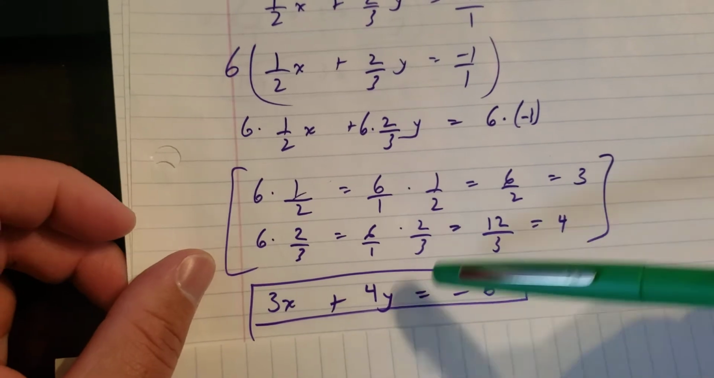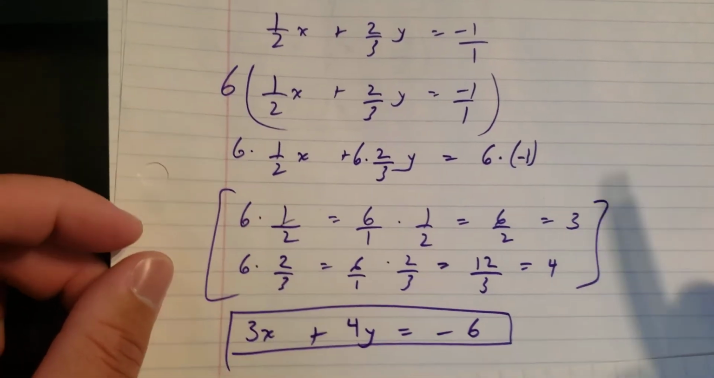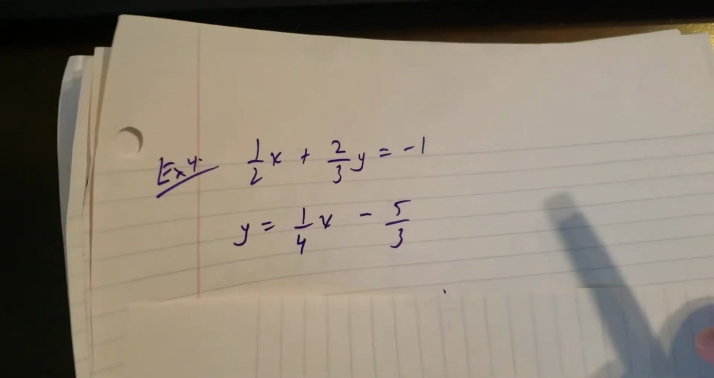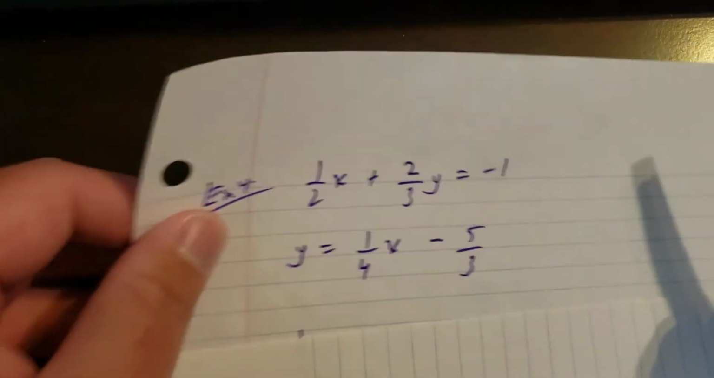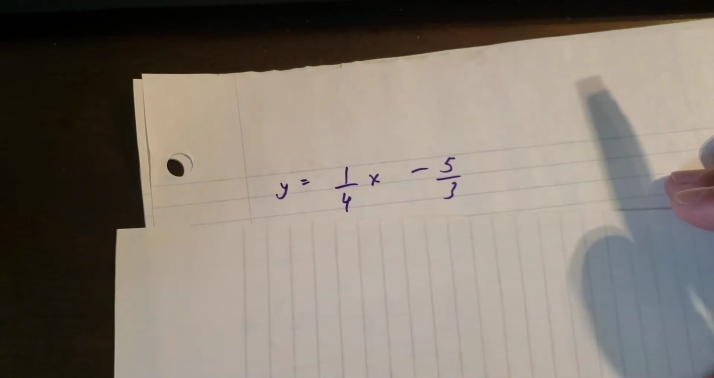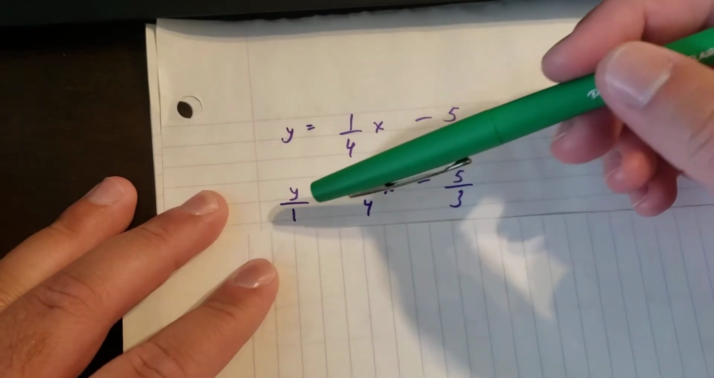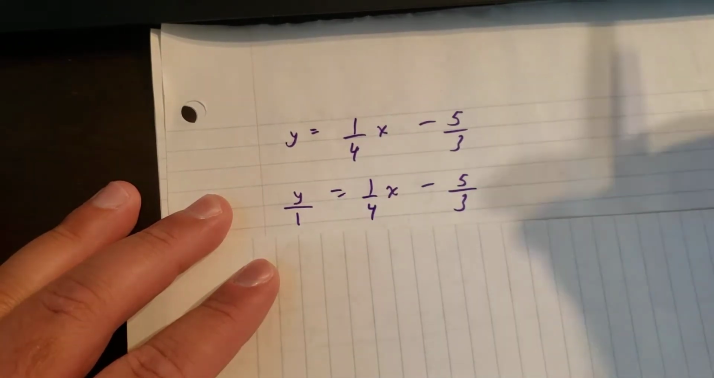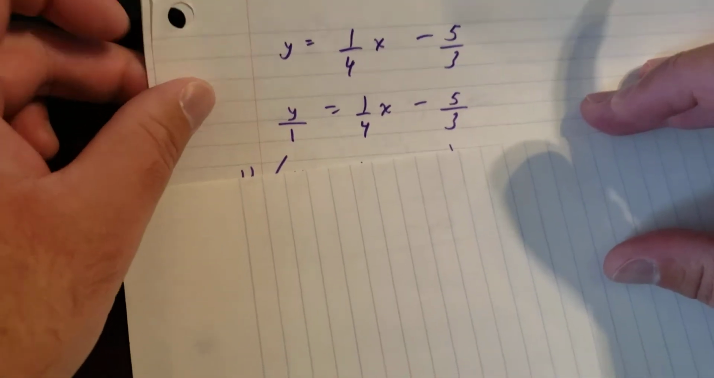Okay, so you notice that multiplying the equation by a common denominator got rid of all of my fractions. So I'm just going to do the same thing now for the other equation. So I take y equals 1/4 x minus 5 over 3. I could write that as y over 1 first of all. So here I can see my denominators are 1, 4, and 3. I can see that 1, 4, and 3 all go into the number 12. So I can multiply the whole equation by 12.